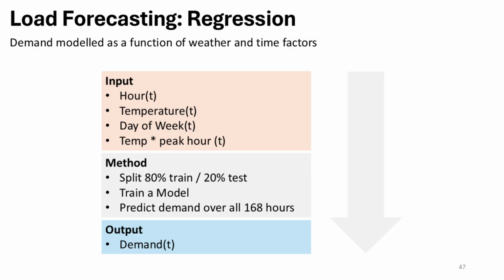By using a regression-based approach, we gain a different type of insight. While SREMA captures momentum, this regression model captures causality. It tells us why the demand is changing based on the weather and the clock. This provides a secondary, robust forecast that we can compare against our SREMA results before finalizing the inputs for our Gurobi optimization dispatch.